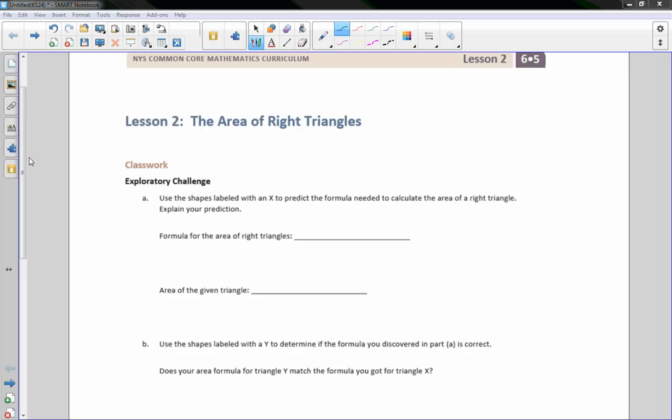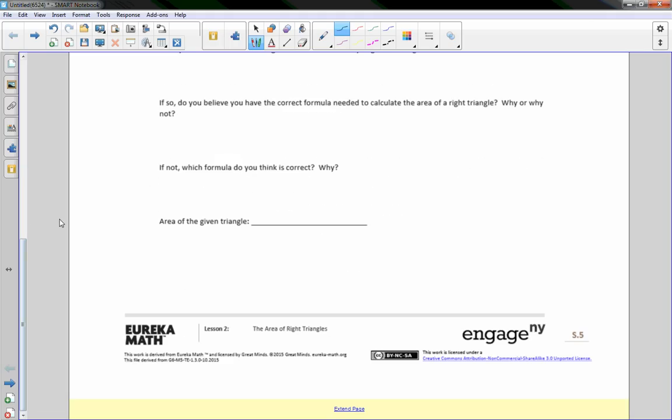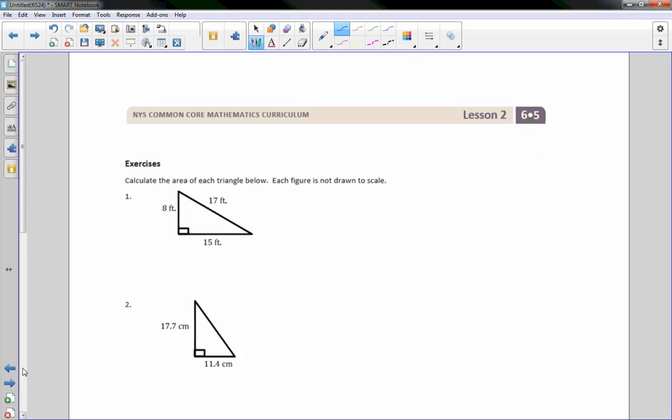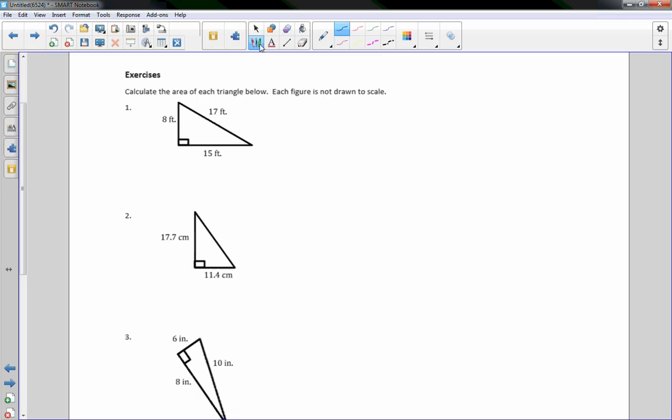Okay, so it starts off with an exploratory challenge. We did that in class, or we're going to do that in class, and I am not going to address it here. We're just going to lead right up to the formula for a triangle and how we obtain that.